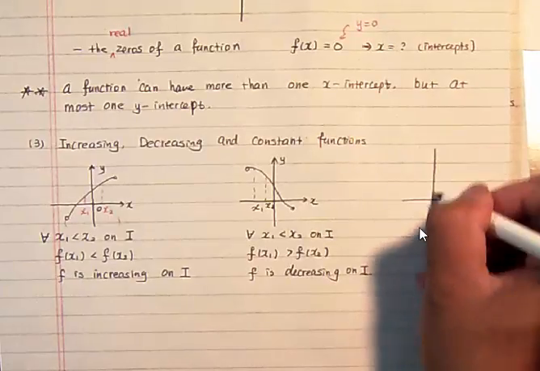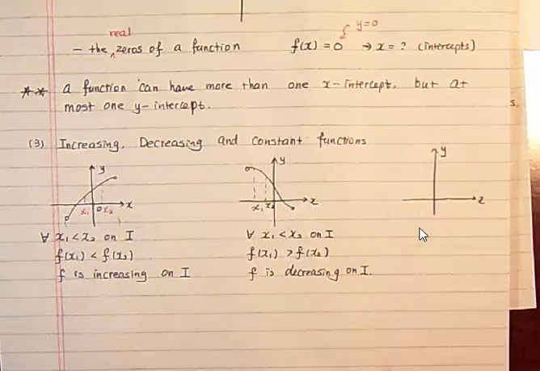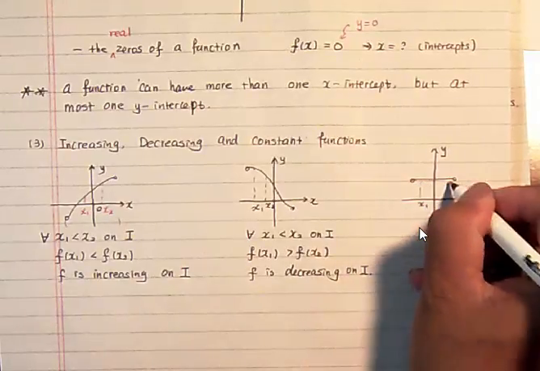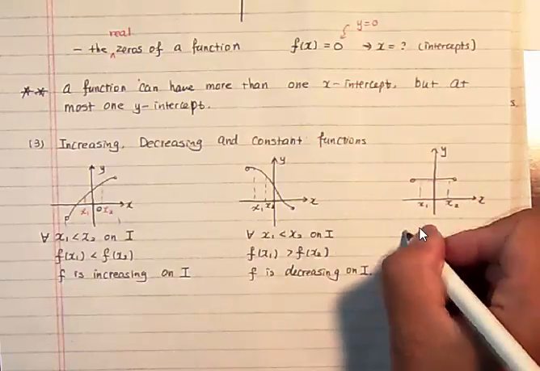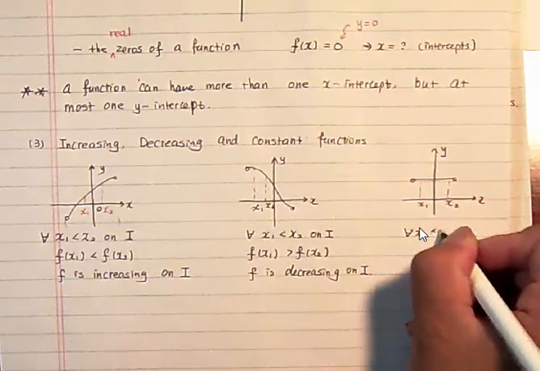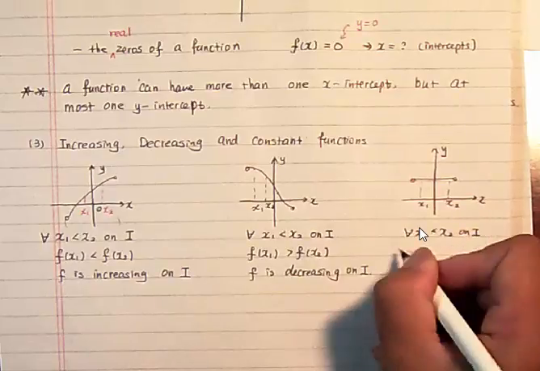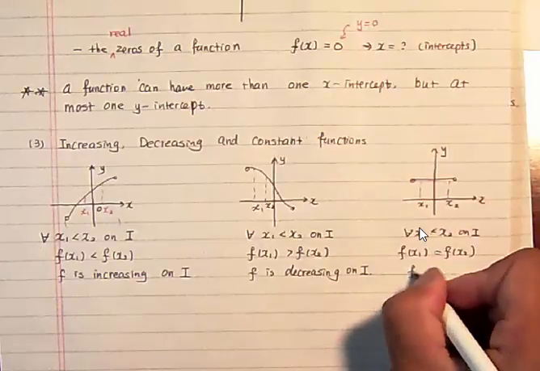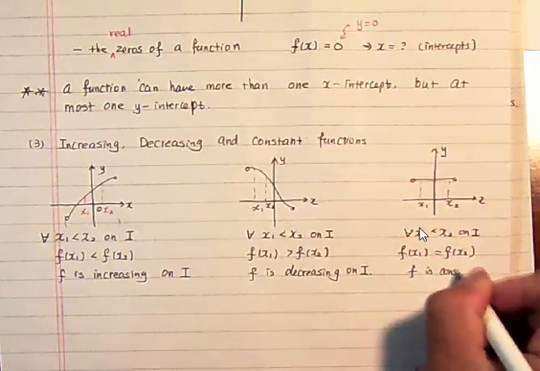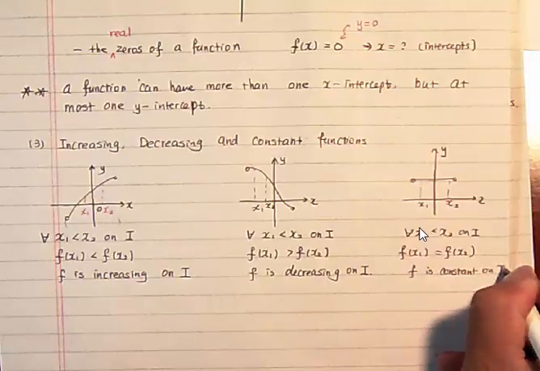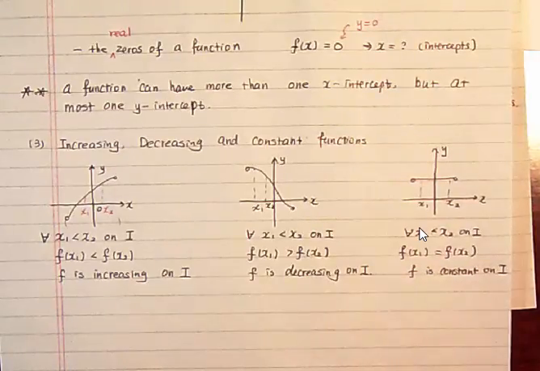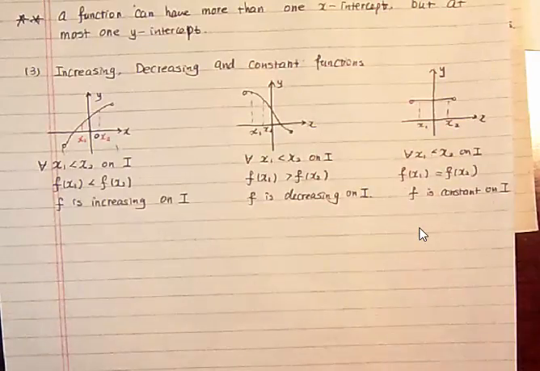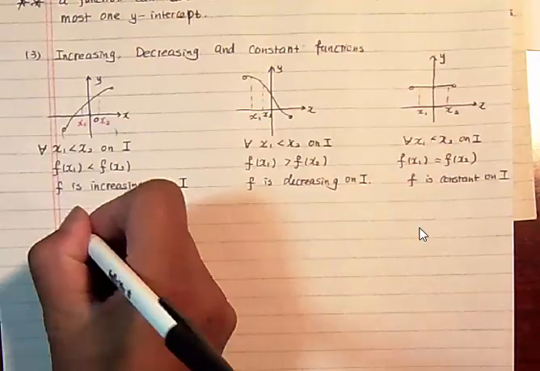Constant means it does not change at all. No matter what x1 and x2 are, the outputs are always equal to each other. Then we say f is constant on this interval I. Most of the time, the graph is not simply increasing or decreasing. It will just depend on the interval. Let's take a look at a quick example for that.